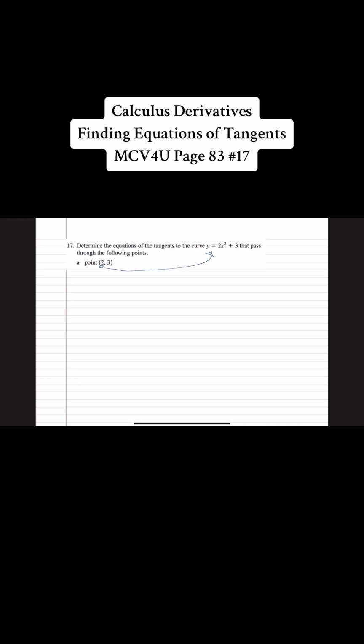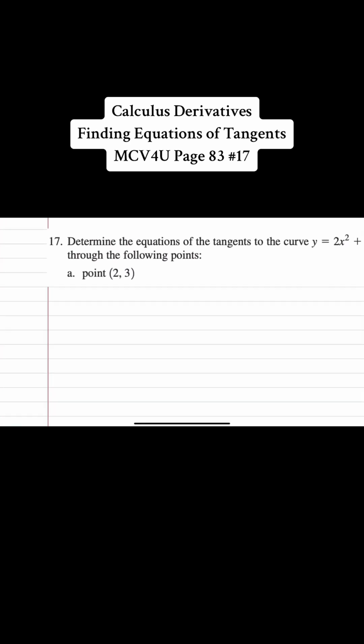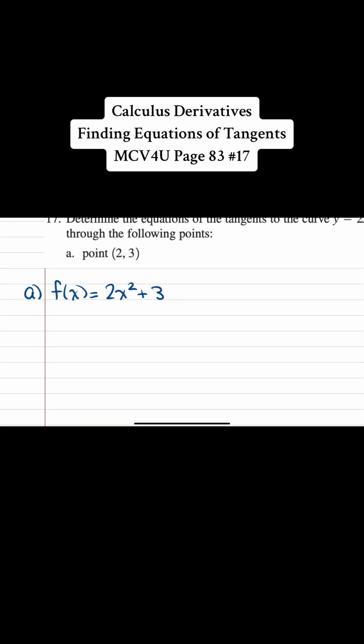Right now we should see what happens when we plug in x equals 2 into the equation that's given to us. We can rewrite this in terms of function notation. f of x is equal to 2x squared plus 3. I can now go ahead and say f at 2 is going to equal 2 times 2 squared plus 3. This gives me 11, which is not equal to 3. So we need to make sure that the equations of the tangents will pass through 3.